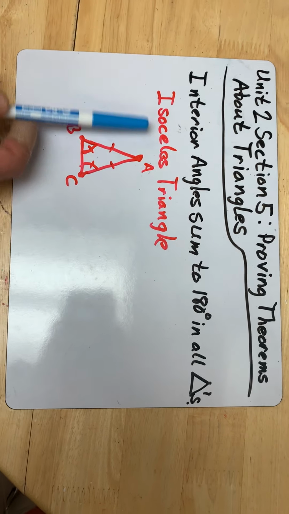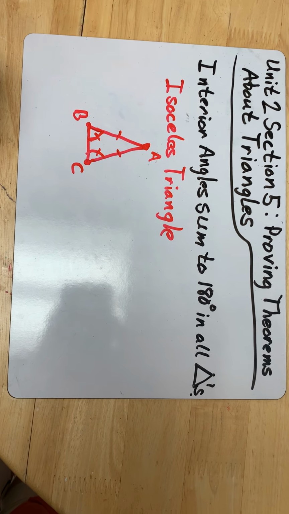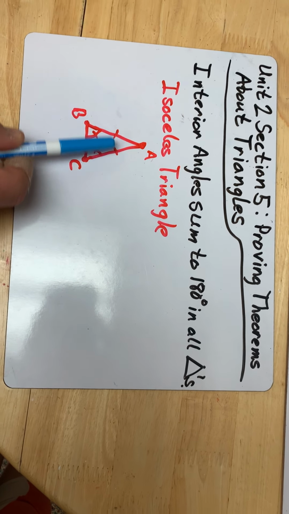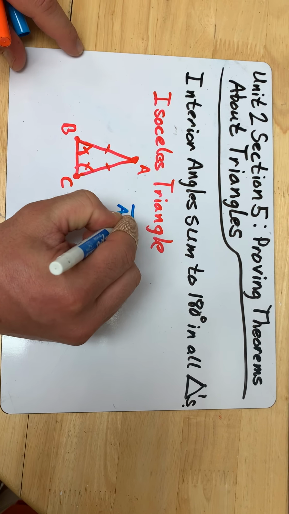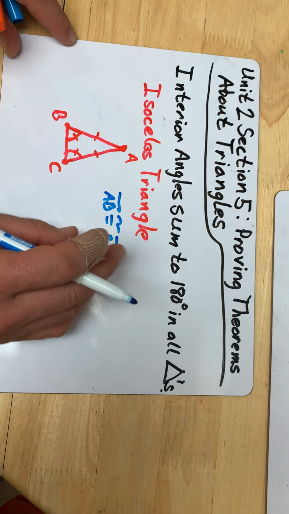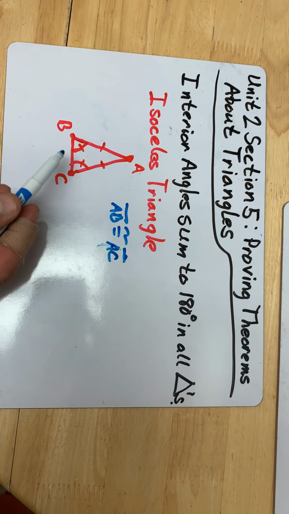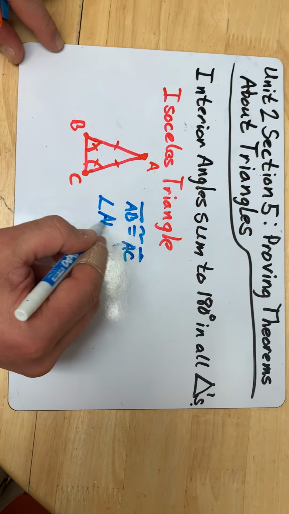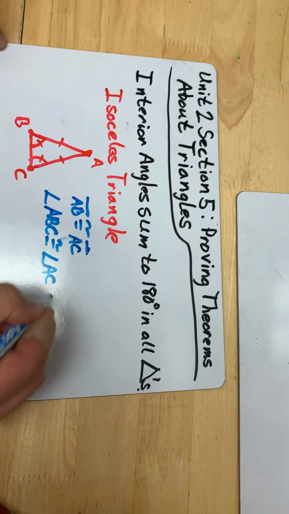Specifically here, I just chose an isosceles triangle. An isosceles triangle, as you should know, has two congruent sides and then a base. So the tick mark here means that side AB is congruent to side AC, which makes the base angles, angle ABC, congruent to angle ACB.